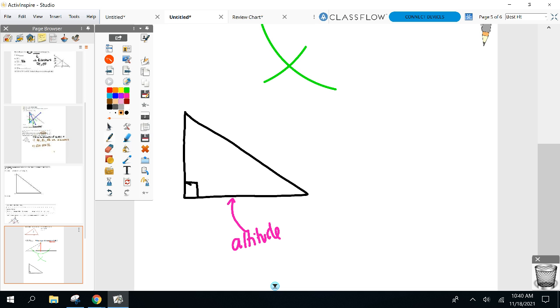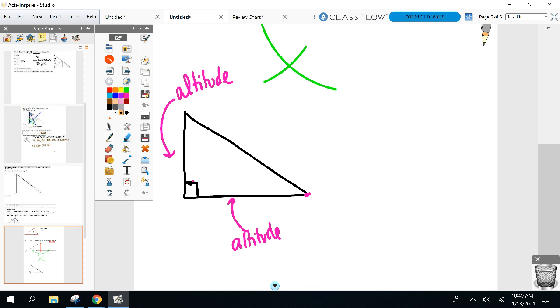Why? What's this right here? Vertice. What's this? Perpendicular to the opposite side. Isn't that the definition of an altitude? Yeah. And you said there was a second one? The other leg. Yeah. There you go. There's 2 altitudes already on a right triangle.